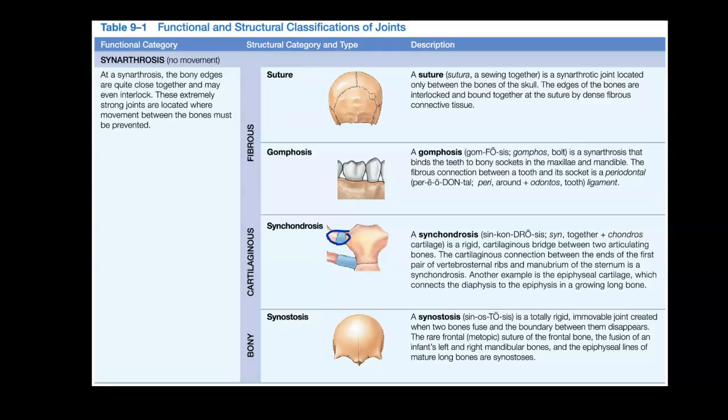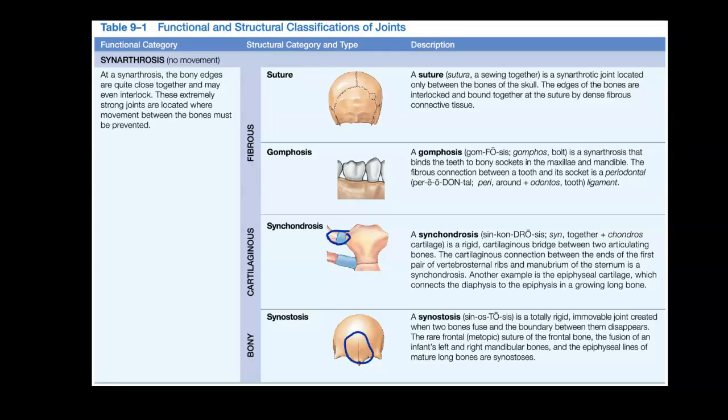Now coming down to the synostosis, this one's going to be the type that you see here, where it's going to be a totally rigid, immovable joint that's created when two bones fuse together and a boundary between them disappears. And so you can see that there on that frontal bone in the skull.